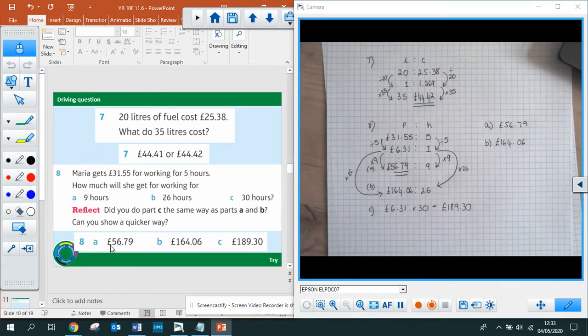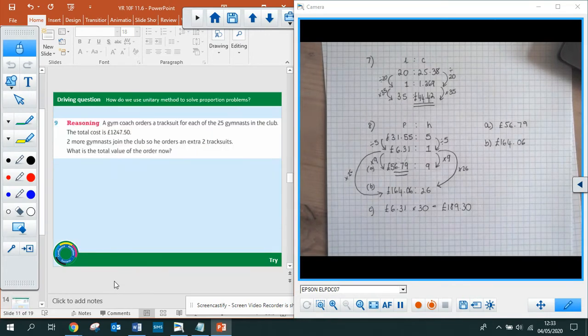Sometimes for that kind of question, people can find it much easier to answer because they're used to thinking about money. So it's easy to know that, well, if I get £31.55 for 5 hours, for 1 hour I need to divide that by 5, and then I know what I get for 1 hour, and then I can multiply that up. Okay, so well done if you got that.